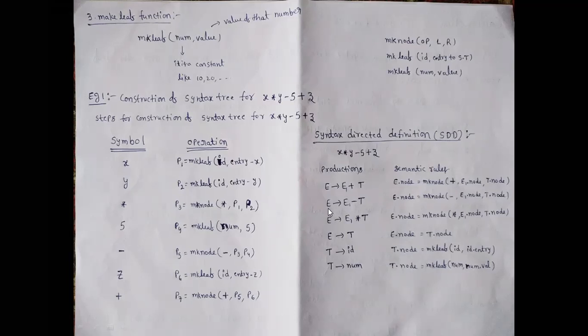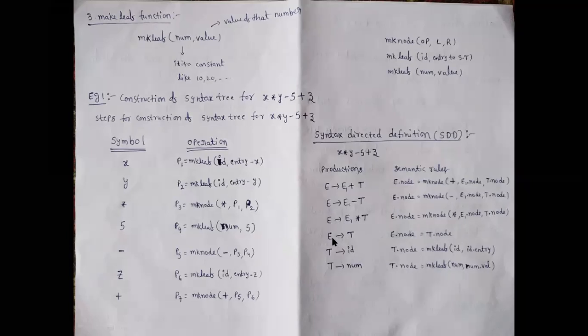In the same way we are using E produces E1 minus T. So E.node is equal to mknode, why? Because we are having the operator here. So mknode(minus, left child address, right child address). Same, E produces E1 star T. So E.node is equal to mknode(star, E1.node, T.node). So this is the left child address, this is the right child address.